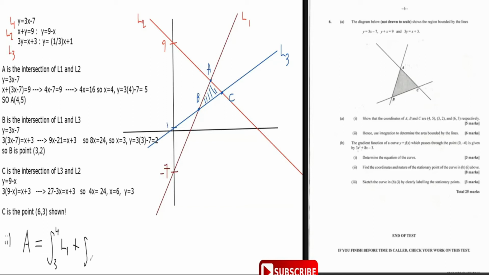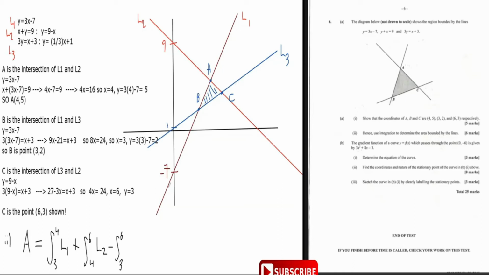From A to C is 4, 6. And which line are we integrating from 4 to 6? We're integrating L2 minus, then now we need to subtract the integral of this line, which is minus the integral of L3. We're minusing the integral of L3 from B to C, which is from 3 to 6. All right, so we're subtracting that integral.